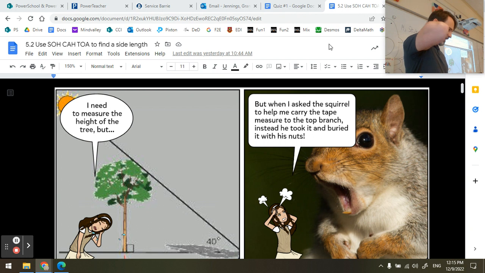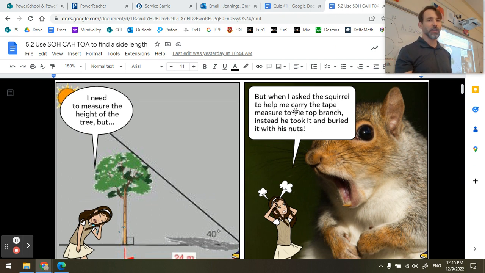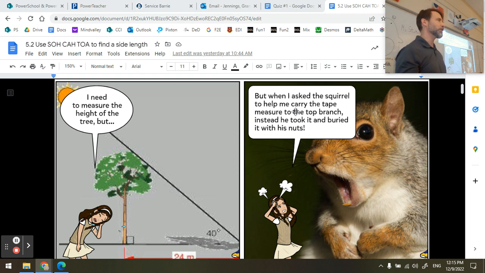Why do we need this trigonometry stuff? Why is it useful? Well, this comic shows us one situation and a lot of situations where we'd love to have a certain measurement, but measuring it directly is not available to us. And then by using the power of trigonometry and triangles, we can actually get these measurements.